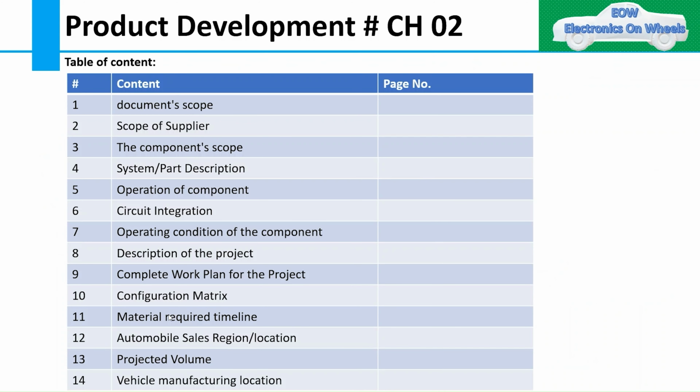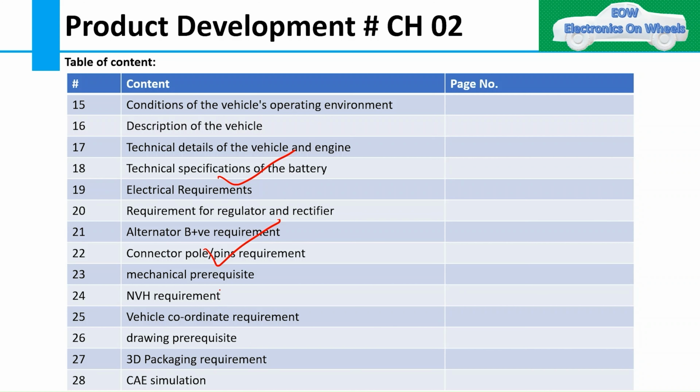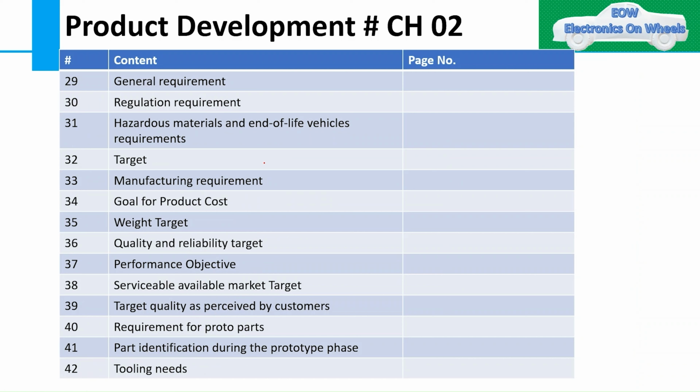Then we will discuss all these things: the document scope of the supplier, operation of the component, circuit integration, operating condition, then the complete work plan for the project, projected volume. We will discuss in detail the mechanical requirement, vehicle coordinate, drawing prerequisites, 3D packaging, CAE simulation, the manufacturing requirement, weight target, serviceable available market targets for the supplier.